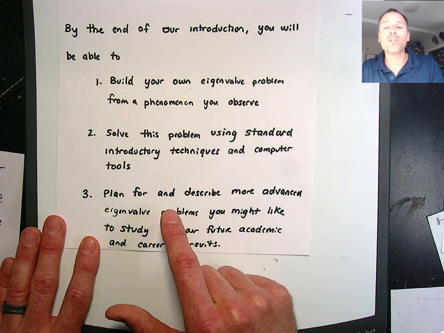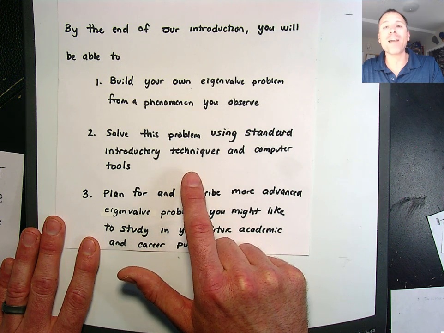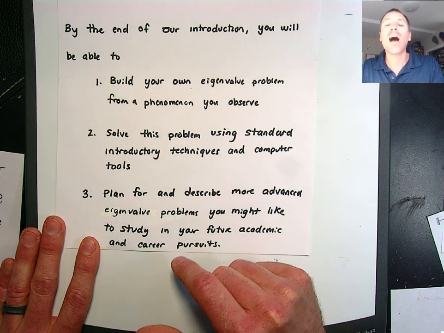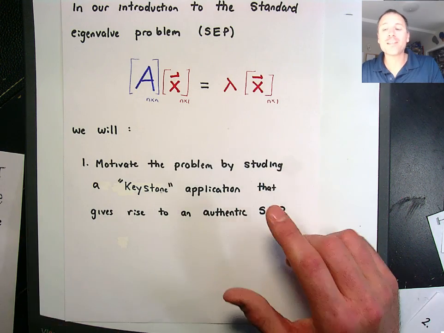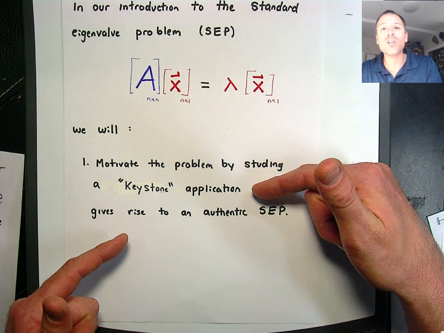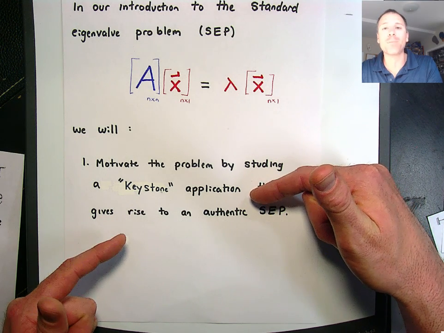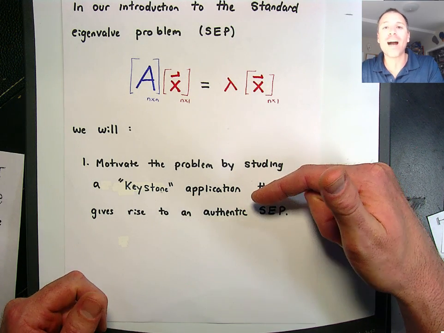At the end of my work with students, I always ask them to grade me on my effectiveness in accomplishing these goals. I would challenge you to do the same thing. In the next video, let's hop into the keystone application and get a sense of how that application works as a way to motivate eigenvalue theory.